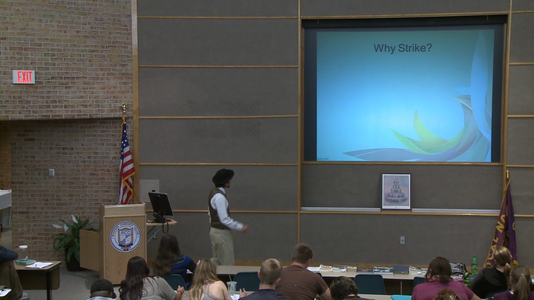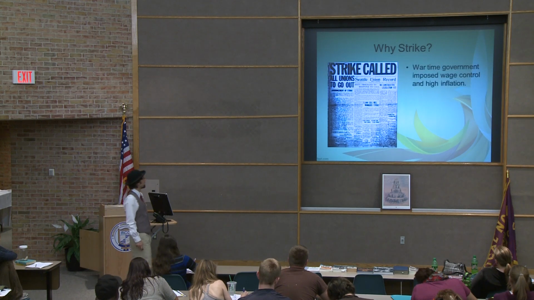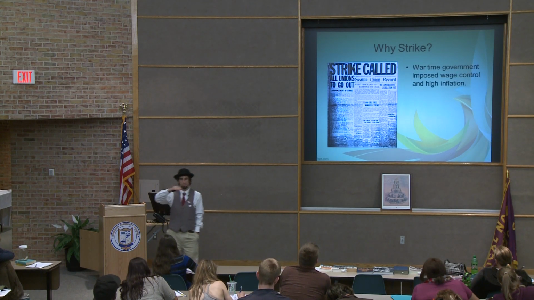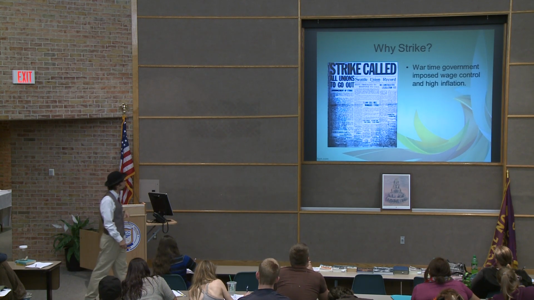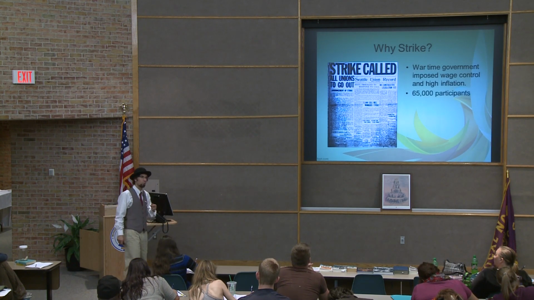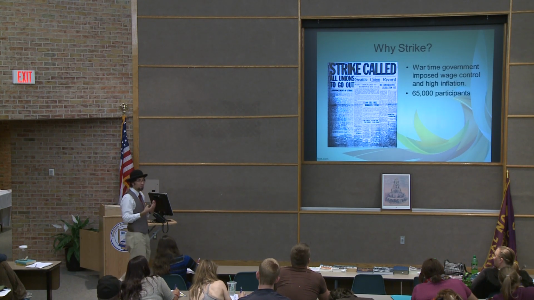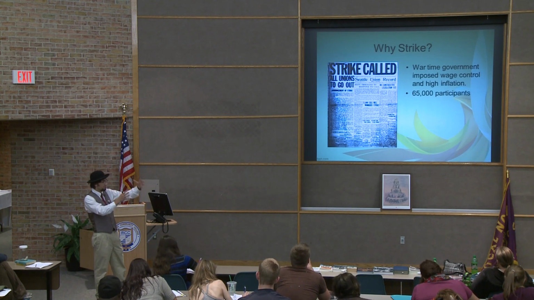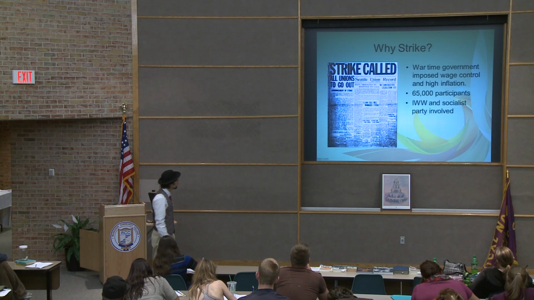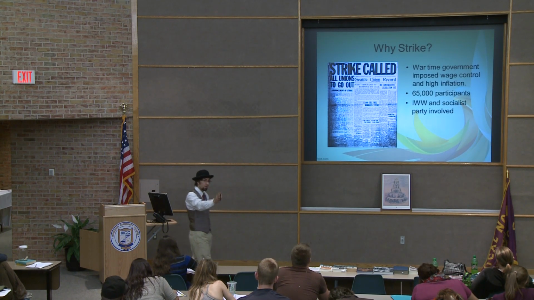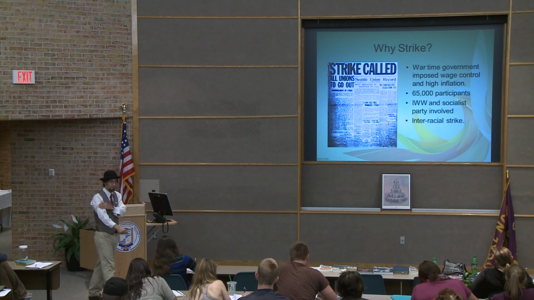So why did the Seattle strikers call this general strike of all the unions? Well, the wartime government put a cap on wages. Price controls on wages. And there was very high inflation during World War I. And the strike ended up having about 65,000 participants. That meant the dock workers, the longshoremen, plus many other locals. And both the IWW and Socialist Party were involved in this. And this was an interracial strike.